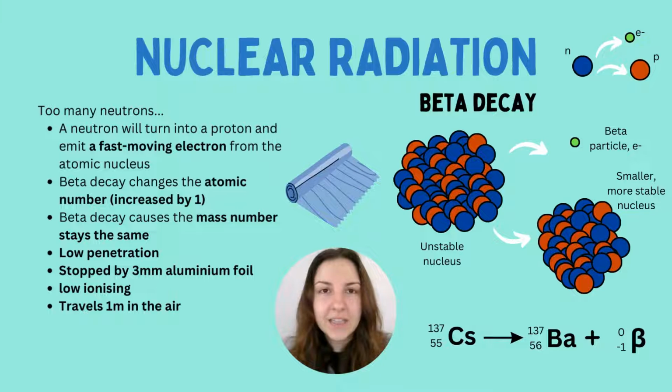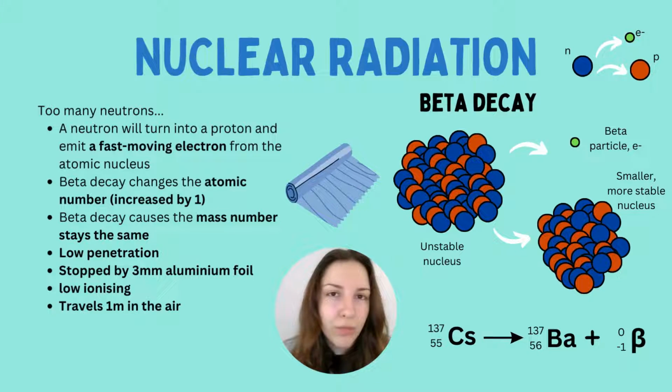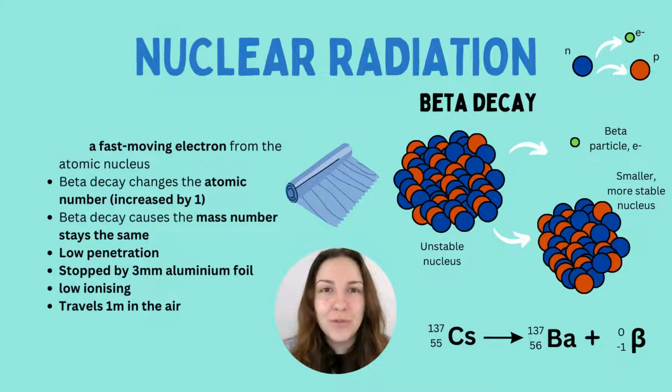So beta decay has low penetration. It's actually stopped by 3 millimeters of aluminium foil, and it is low ionizing as well. It actually is able to travel 1 meter in the air, however, so that is a bit of a comparison point for you when you are doing this in your exam, or you perhaps get asked about some of the properties, and maybe even are asked long answer questions where you compare all 3 of them together. So that's a bit of information for you.